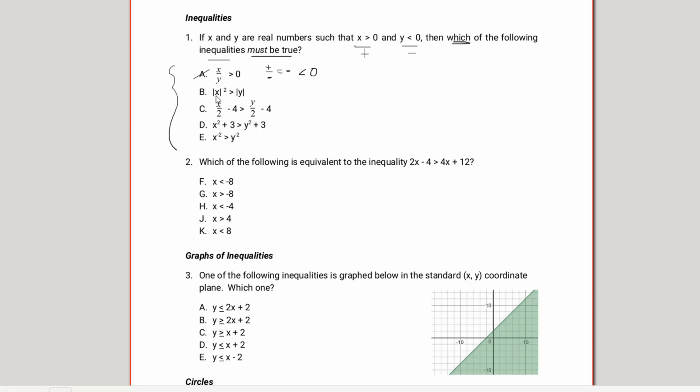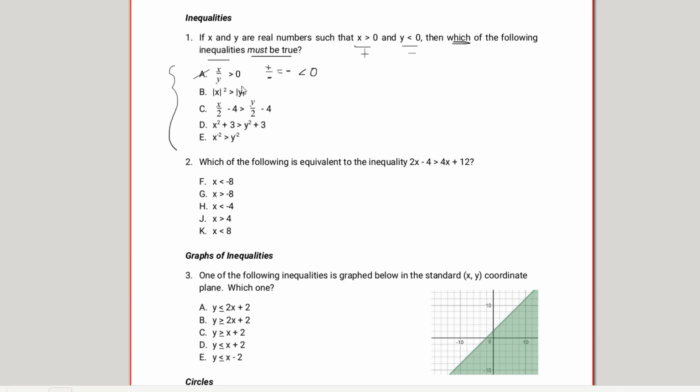Now let's look at B. It says that the absolute value of x squared is greater than the absolute value of y. Well, we've already said that x is positive and y is negative. When we take the absolute values of those numbers, we're always going to get a positive. A positive absolute value of x, we're going to get a positive. Squaring that, we don't know that it's necessarily greater than the absolute value of y because we don't know the values of x and y.